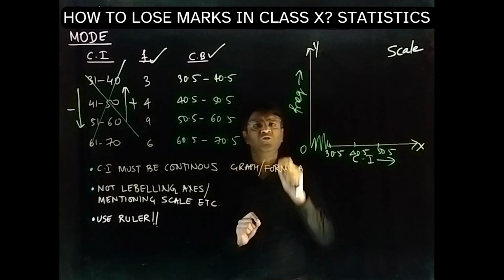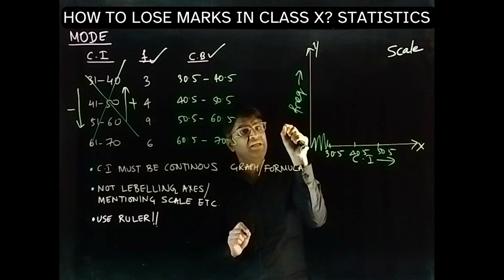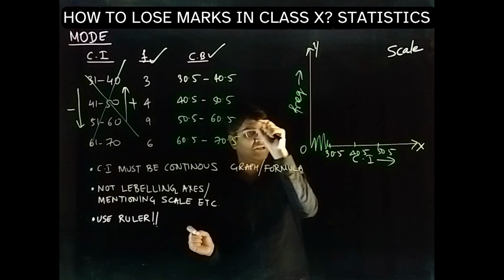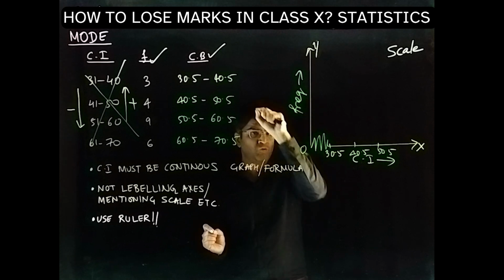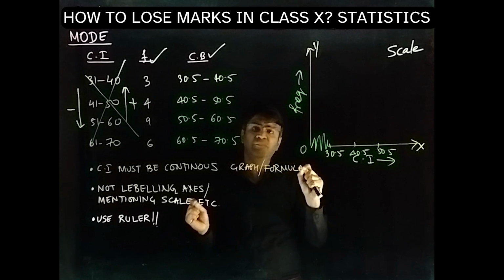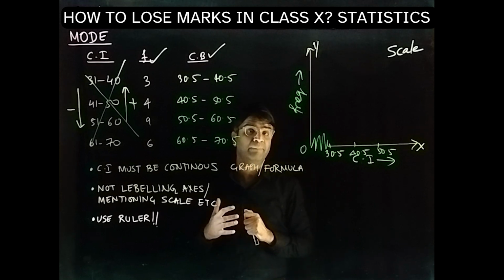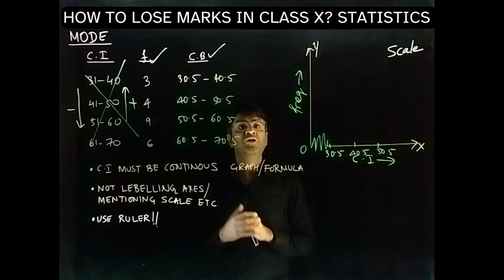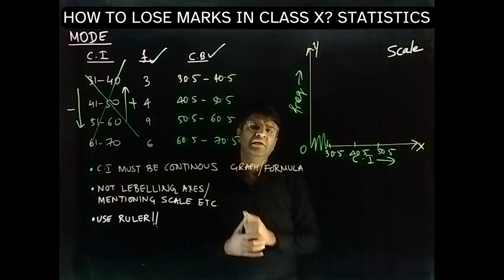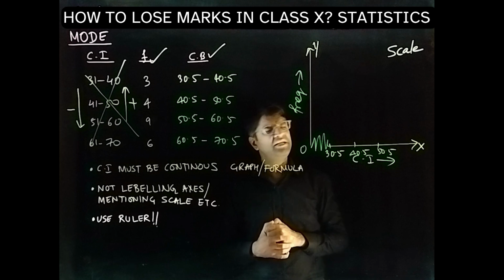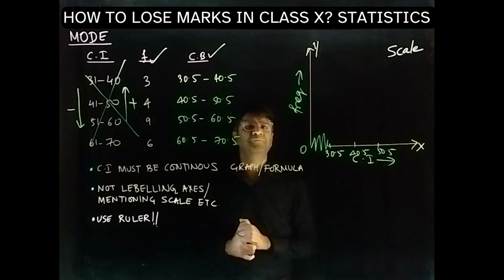You see, if you join the top ends of a histogram freehand, it may look like you've drawn a straight line. But when you actually join these 2 points to get the mode, you will see that you are not getting an accurate mode. So make sure you use a ruler no matter how small the line is. Please use a ruler or else you will not get an accurate mode.